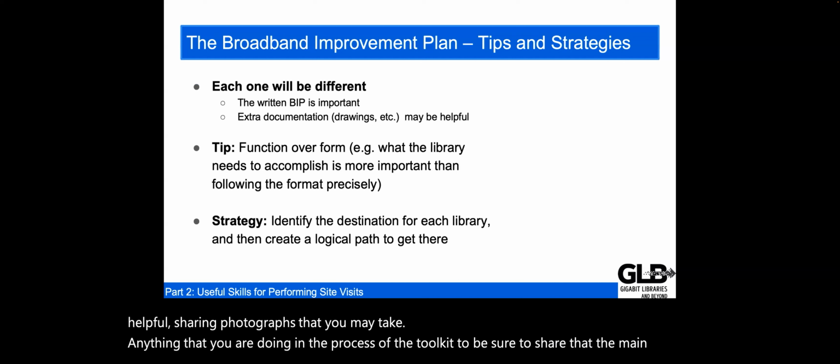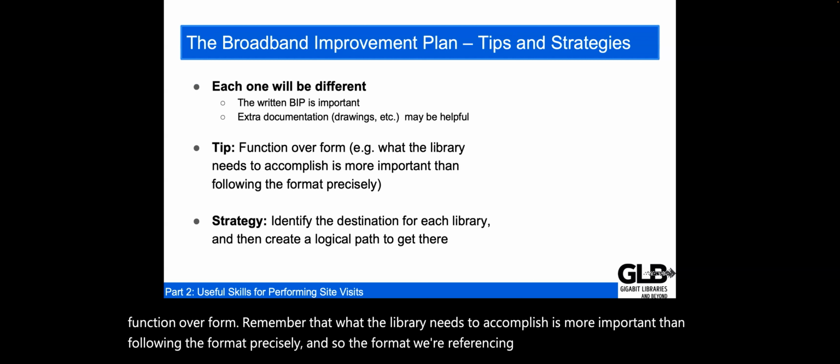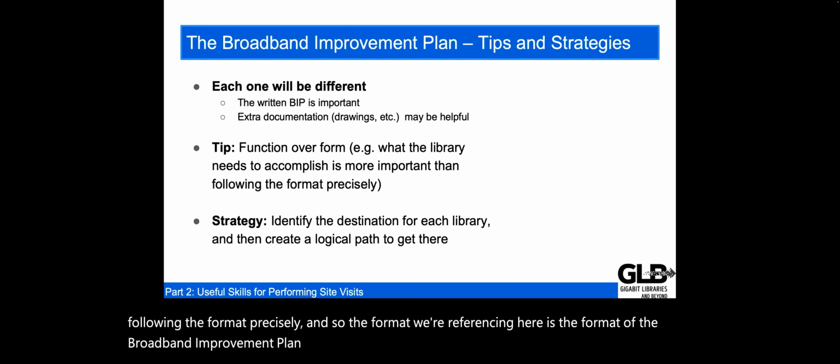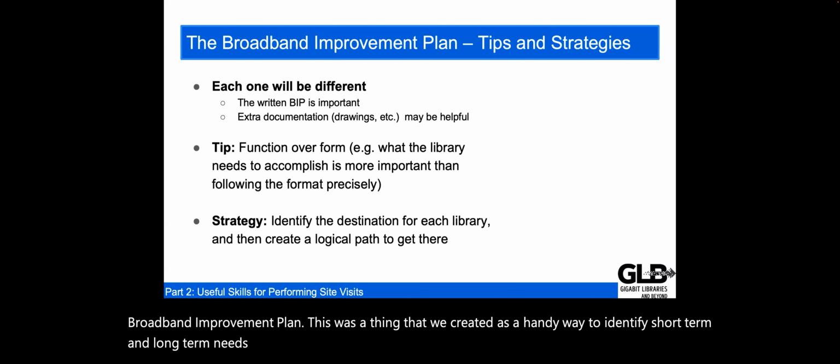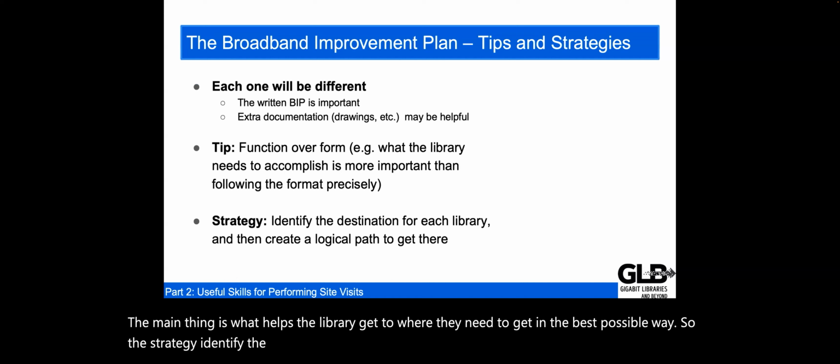The main tip is function over form. Remember that what the library needs to accomplish is more important than following the format precisely. And the format we're referencing here is the format of the Broadband Improvement Plan. This was a thing that we created as a handy way to identify short-term and long-term needs, but you don't need to follow it exactly. The main thing is what helps the library get to where they need to get in the best possible way. So the strategy: identify the destination for each library and then create a logical path to get there.